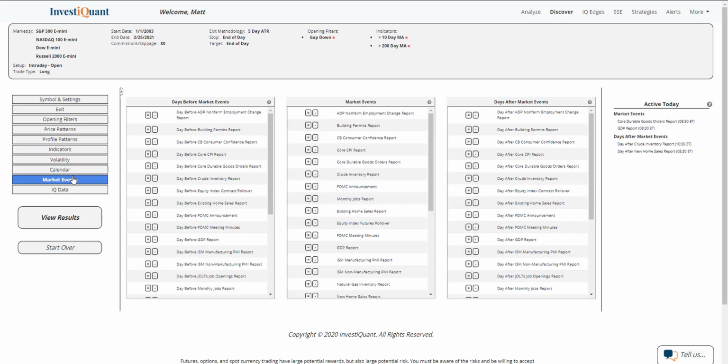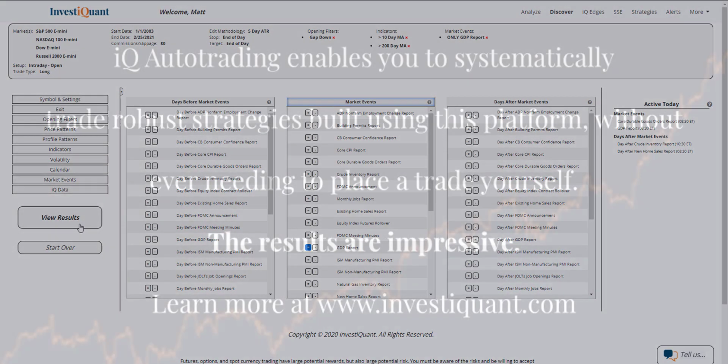And then lastly, the market events section. In the market events section, this is where you can find the GDP report. It is right here. Let me hit equals next to that GDP report. It's also available in the Act of Today section where you can click on it directly over there to add it to the test. Now I'm going to click View Results.